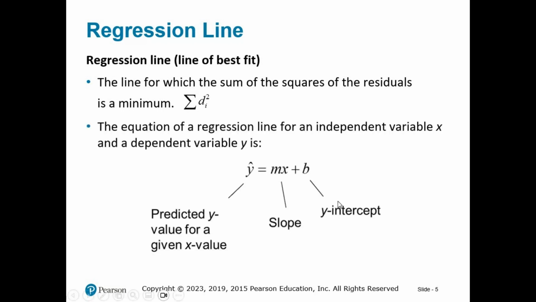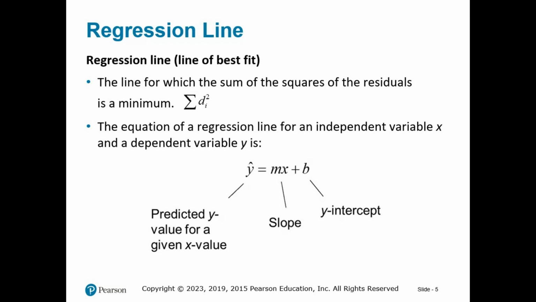In algebra, the equation for a line is pretty simple. y equals mx plus b, where m equals the slope and b equals the y-intercept, or where the line crosses the y-axis. Well, for a regression line, we have a similar formula, except we're using y hat, and it stands for the predicted y value for a given x value.